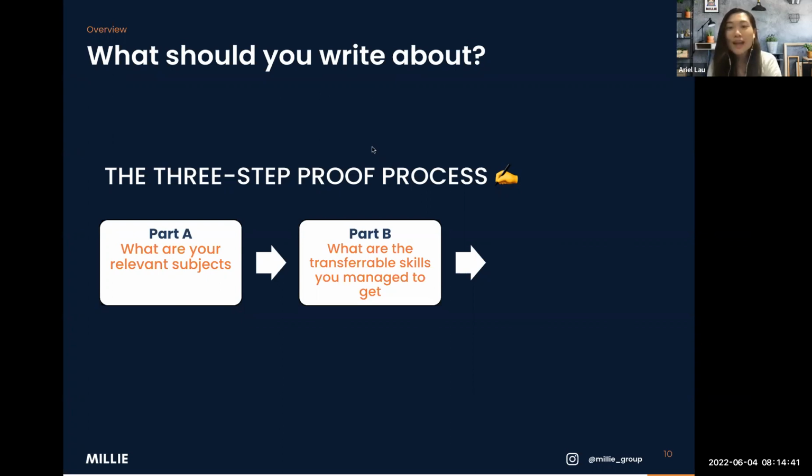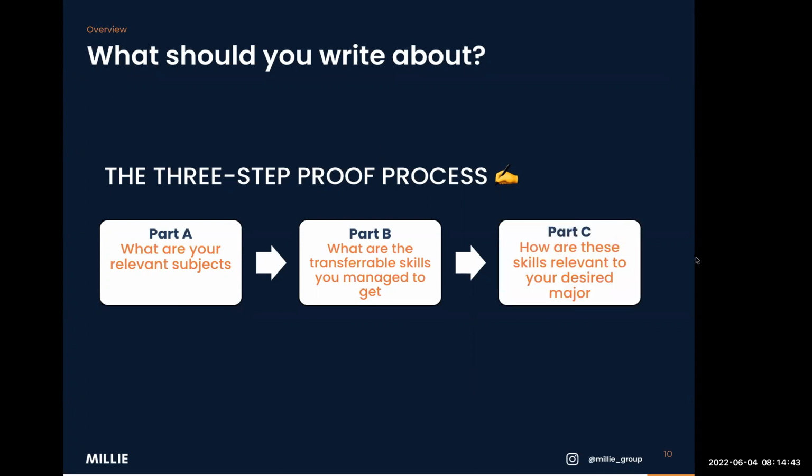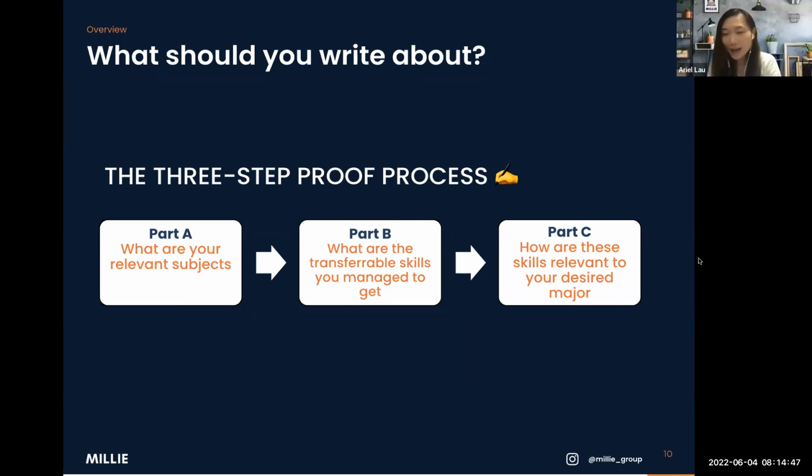Okay. And last but not least, you need to also show how these subjects or these skills are relevant to your desired major. So for example, just outlining the skill is not enough. Just saying, oh, I have the quantitative analysis skills, is not enough. Why are quantitative analysis skills important as an engineering student? Right. Say if I'm a law student, then I probably don't need quantitative analysis skills.